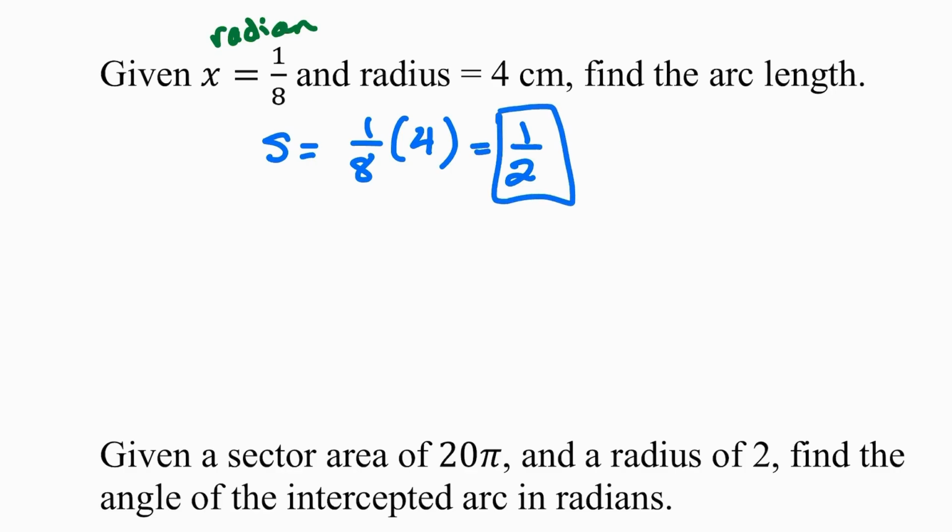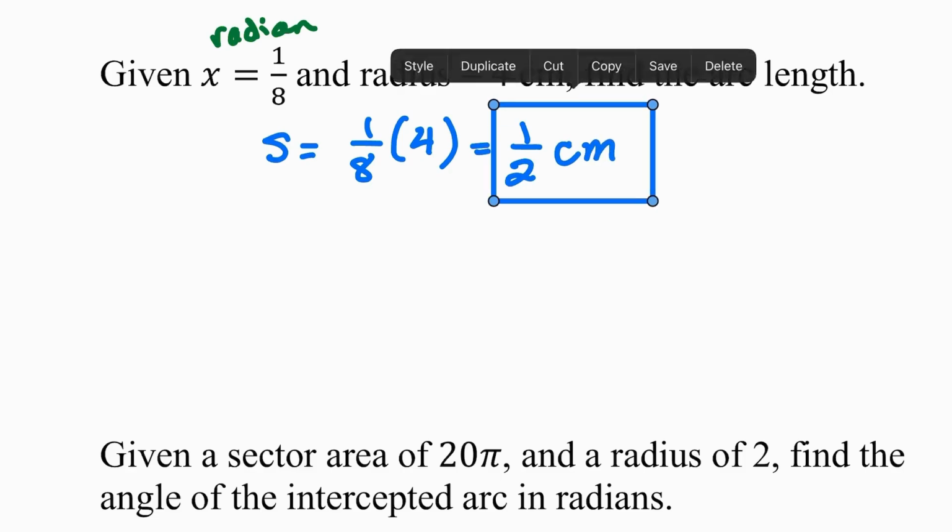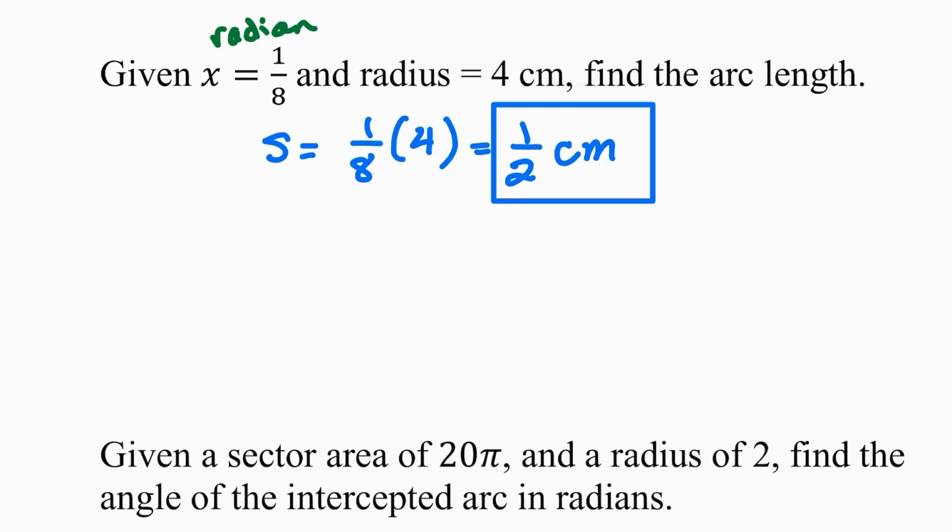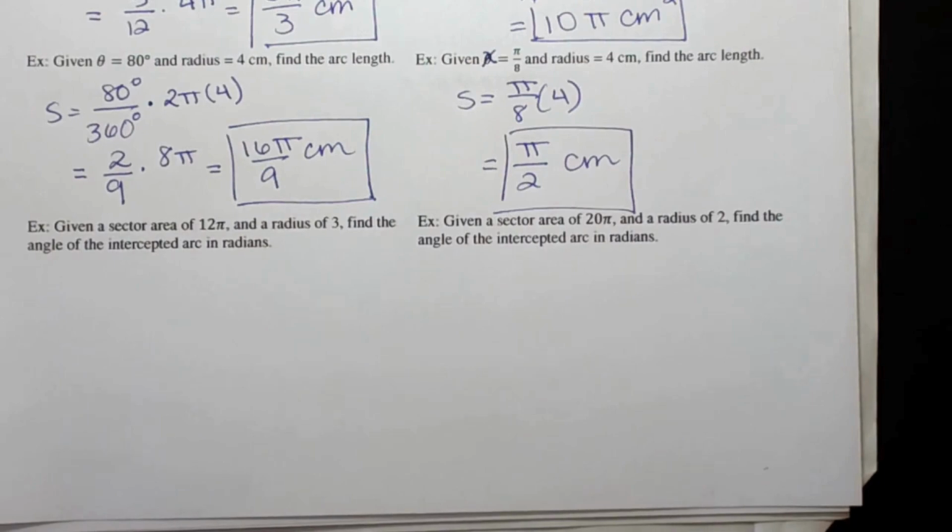And that is literally, forgot the units, 1/2 centimeter. So that is the arc length of a radian measure that's 1/8 and a radius of 4. So now we can always go backwards.